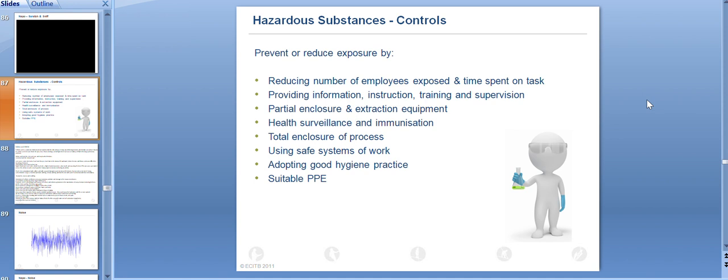Some more controls are here. Prevent or reduce exposure to hazardous substances. Reduce the number of employees exposed and the time spent on the task. Provide information, instructions, training and supervision. Partition, enclosure and extraction equipment, health surveillance and ammunitions. Total enclosure of the processes, using safe systems of work, adopting good hygiene practices and suitable PPE. So these are more controls for hazardous substances.